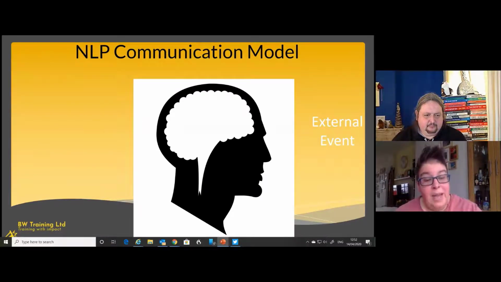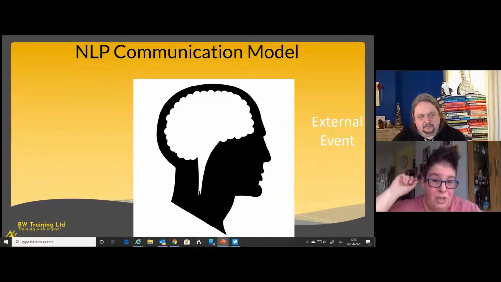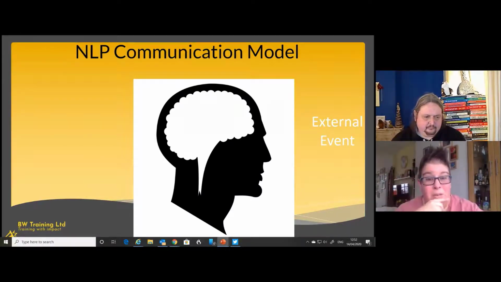So in terms of the external event, we take in, believe it or not, somewhere in the region of 134 bits of sensory information every single second. Now, in terms of managing that amount of information, our brains are going, I don't need to know that someone in a blue coat just walked past my house. I don't need to know how the big toe feels on my right foot. I don't need to know that there's 47 Volvos of the same colour.